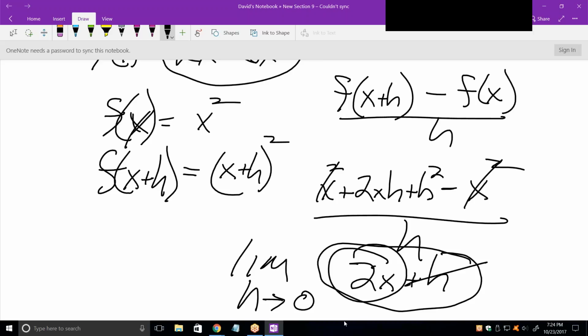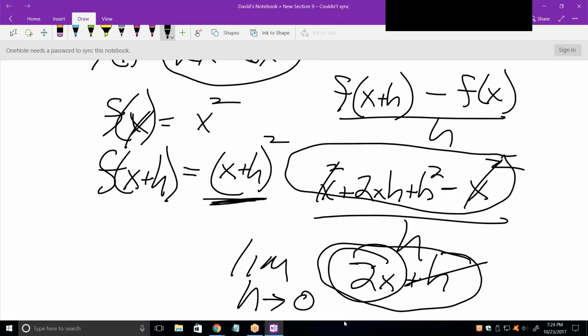And using the power rule, you end up with 2x. But notice the algebra wasn't nearly as tough here. I didn't have any denominators. I didn't have to find a common denominator. I just had to expand x plus h squared, and then operate on the numerator.